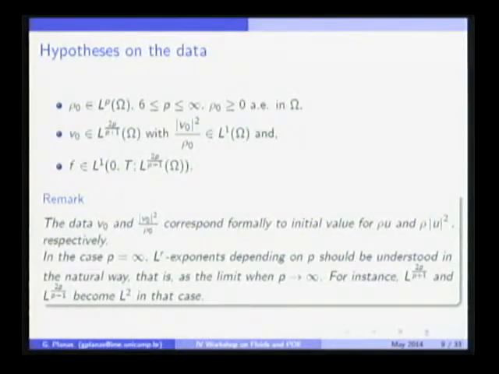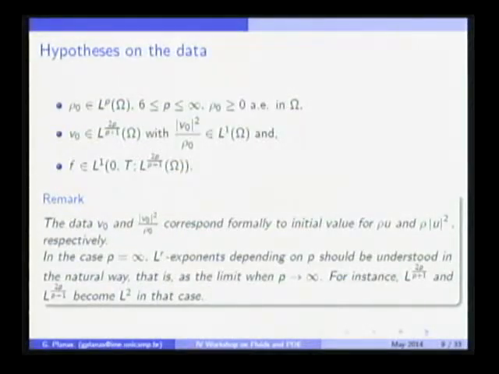First, I'm going to introduce our hypothesis, our assumption on the data. ρ0 will be in L^P, P between 6 and infinity, could be infinity, and can be 0. The initial momentum is in a Lebesgue space. We satisfy this: B0 squared over ρ0 in L1. The external force belongs to the space L1 in time with values in L^(P over P minus 1).